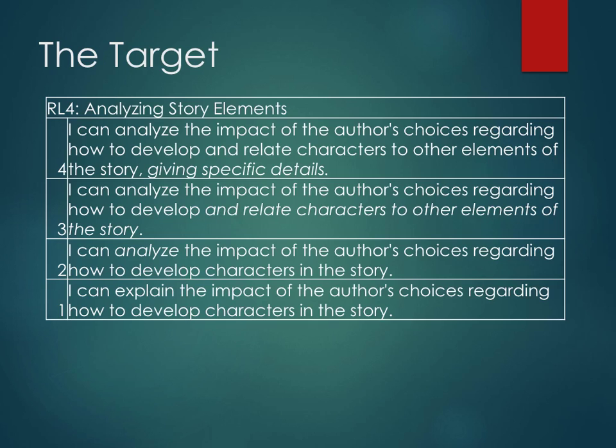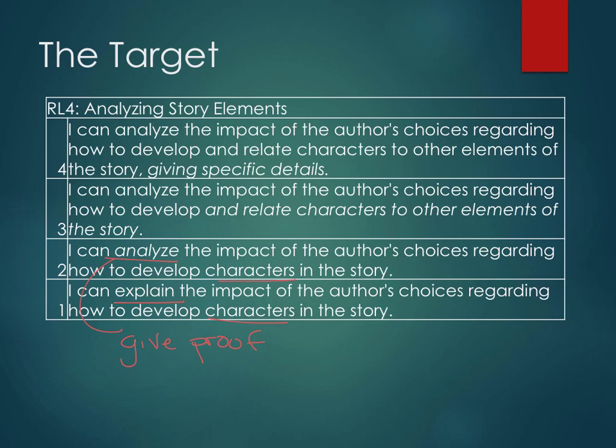Taking a look at this particular target, we'll start at the 1 level. I can explain the impact of the author's choices regarding how to develop the characters in the story. So in other words, you can tell me how the character is developed, but you're not breaking it down. You're not giving me any analysis, which is the 2 level. So at the 2 level, you'll be able to give me proof, basically. You're breaking it down, giving proof. Okay. But still just of the characters.